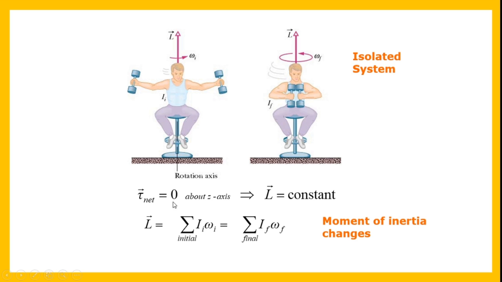So tau net is equal to 0 about the z axis. There is no torque along the z axis, which implies L is constant. That is, angular momentum is constant. L is equal to the summation of Ii omega i in the initial position, equal to the summation of If omega f in the final position.